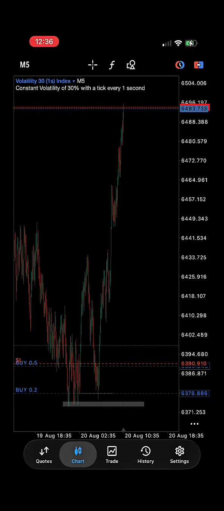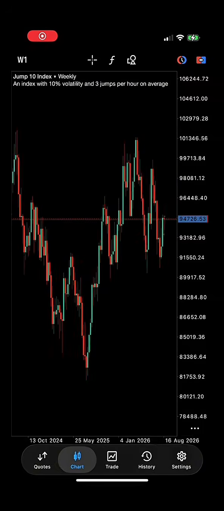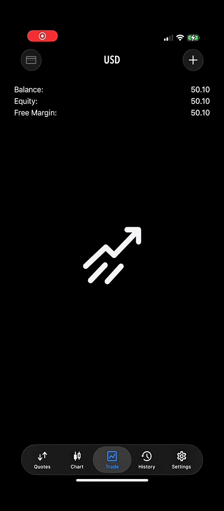Okay guys, like I always say, if you see this setup in the market, enter big. Let's talk about how I caught it this time and managed to 3x my account from a $50 account. So we're going to start our analysis on Jump 10 with this $50 account. As you can see, this was my starting deposit.